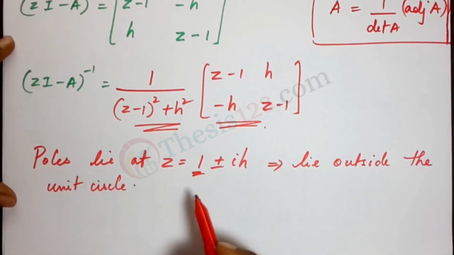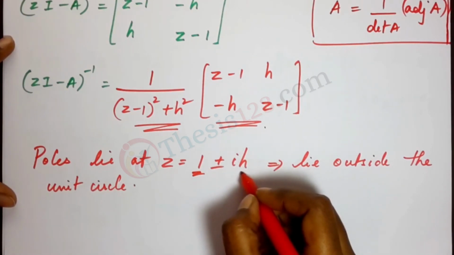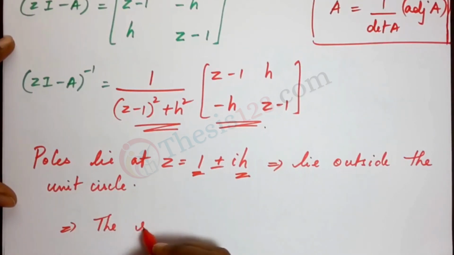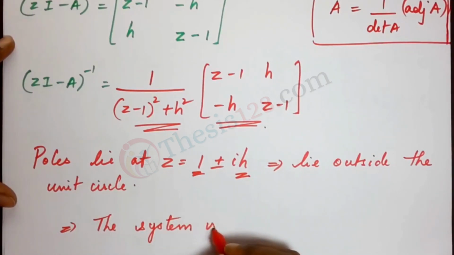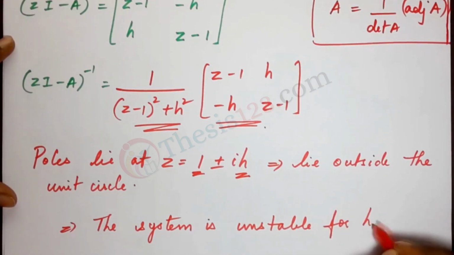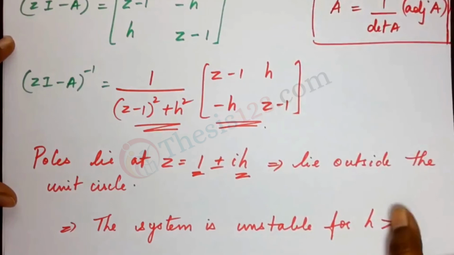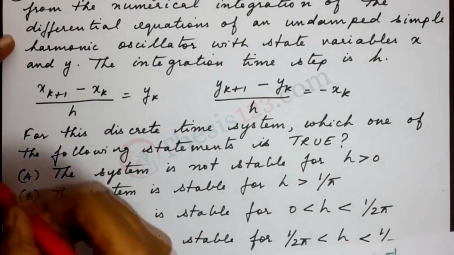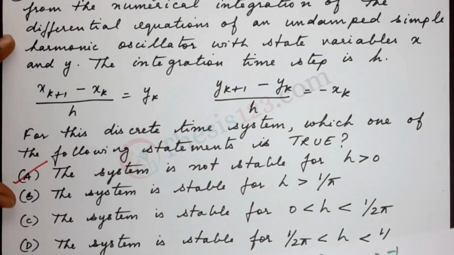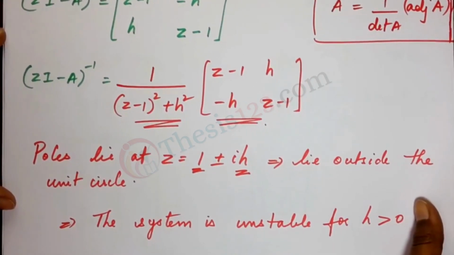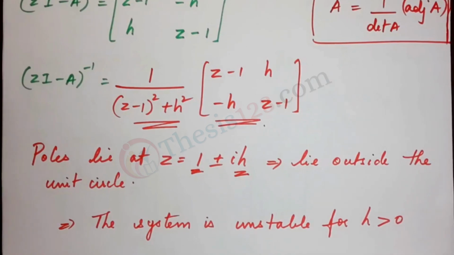So if it lies outside the unit circle for various values of h, then it denotes that the system is unstable. The system is unstable for values of h that are greater than 0. So this is the answer. Let's see which one this matches with. It matches option A. The system is not stable for h greater than 0. So this is the solution, and I hope it has helped.